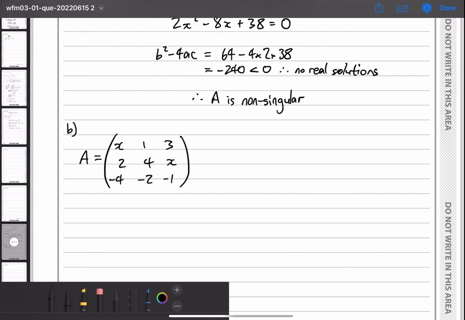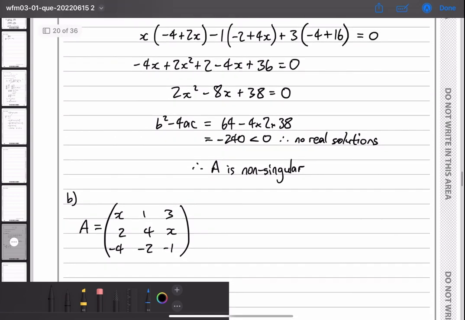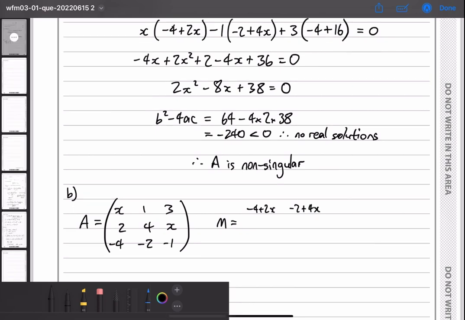From here we need the matrix of minors. Of course we've got 3 of them already from our work on the determinant. So we've got minus 4 plus 2x, minus 2 plus 4x, and the third one here, 12. So those are the three we know from previous work. Now we need the others.